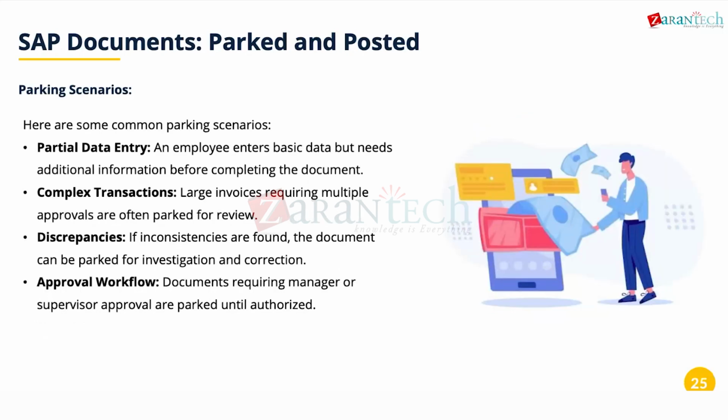And as they talk about parking scenarios like partial data entry, you can achieve everything in the DP document. They're talking about an employee entering basic data but needing additional information before completing the document. The same thing you can achieve in the DP document as well. Complex transactions, large invoices requiring multiple approvals, are often parked for review. The same thing you do in the DP solution. You can get approvals through the VIM solution itself. It is not posted. It is the document which is holding the data. You are sending that to the approval framework, and it can go multiple rounds of approvals, and then it can be posted.